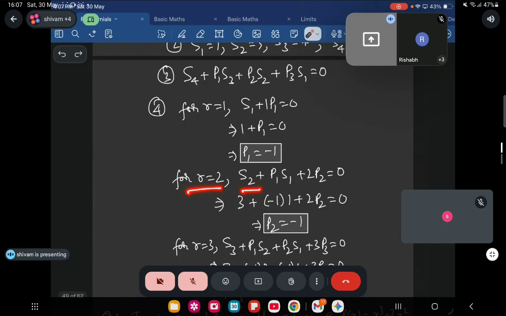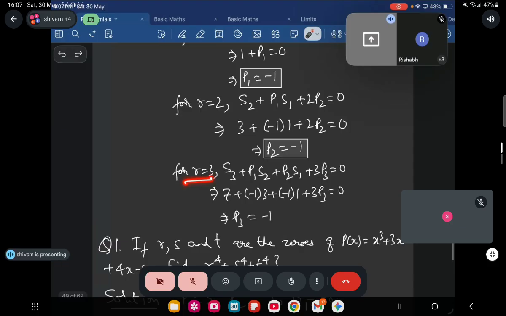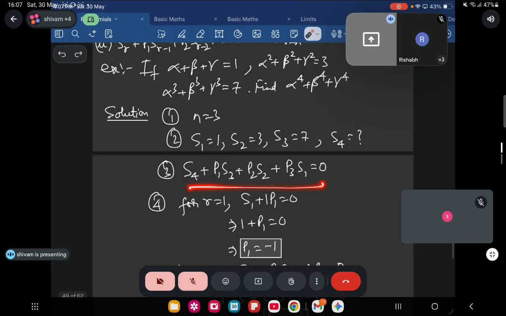For R equal to 2, S2 plus P1 S1 plus 2P2 equal to 0. So over here you will get P2 equal to minus 1. Understood? Yes, sir. Same for R equal to 3, it will be S3 plus P1 S2 plus P2 S1 plus 3P3 equal to 0. So over here you will get P3 equal to minus 1. After getting P1, P2, P3, just substitute over here. For R equal to 4, you need to use the second equation because 4 is greater than 3.